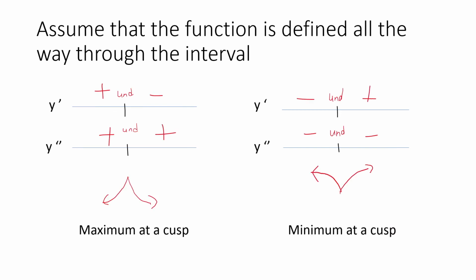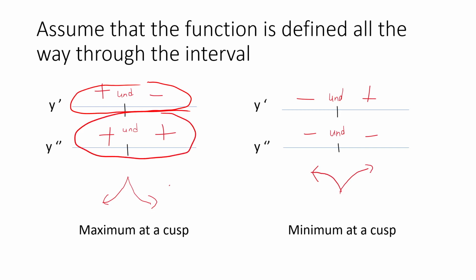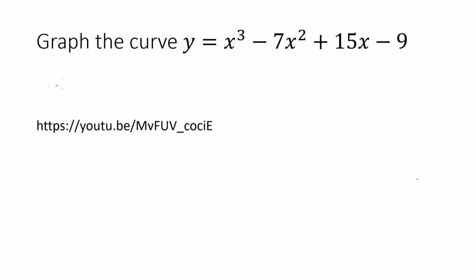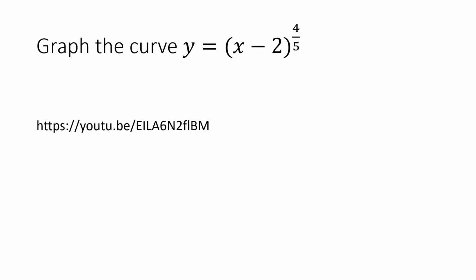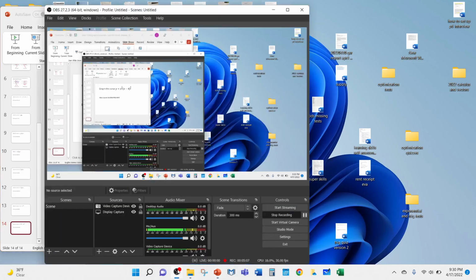On the other hand, if we have a function defined all the way through, and our first derivative is positive and then undefined and then negative, and our second derivative is positive, then undefined, then positive, we're going to have a maximum with a cusp. And if we have a first derivative that's negative and then undefined and then positive, and a second derivative that's negative and then undefined and then negative, in other words, we're concave down the whole time, we're going to have a minimum at a cusp. And then in later videos, we're going to go through how to graph all of the functions that we just sped through right there.